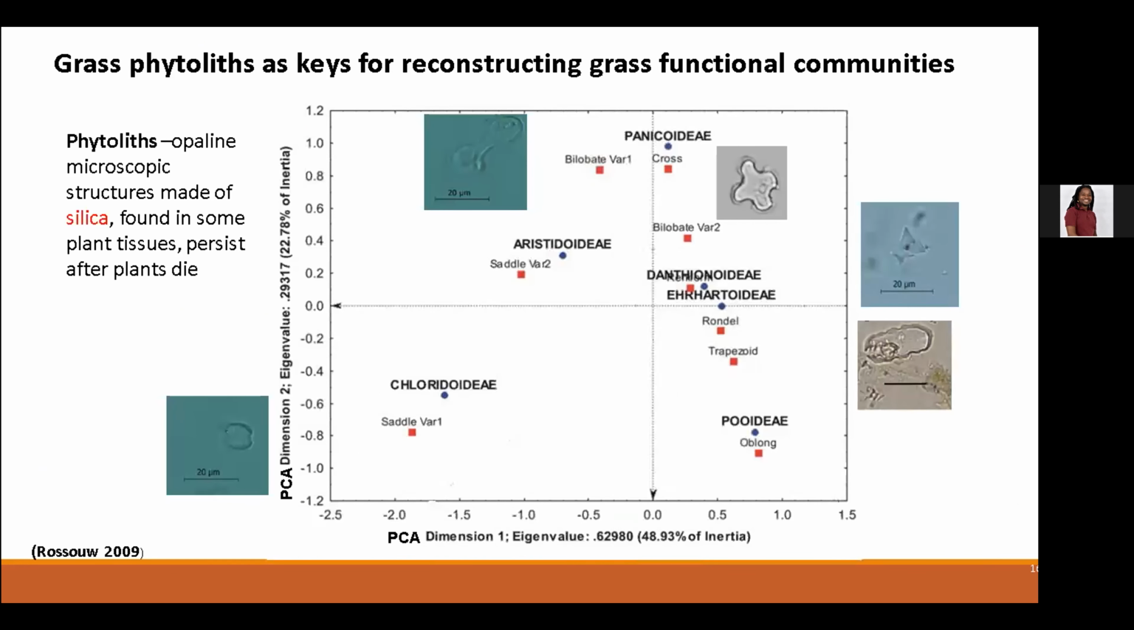Okay. So one of the key proxies that is useful, especially for grasses, is grass phytoliths. Grass phytoliths are opaline microscopic structures made of silica, found in some plant tissues, and they persist for a long time after plants die. Some of the phytoliths found in grass leaves are very taxonomically distinct, and they can be used to diagnose the subfamilies of grasses.